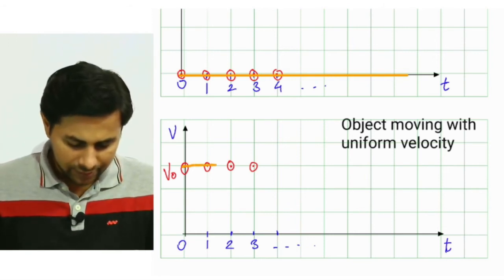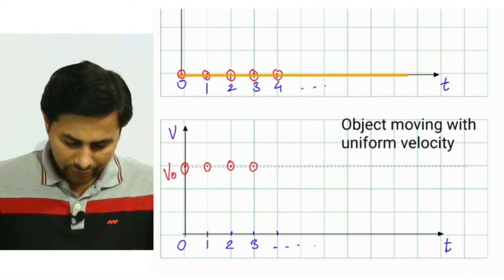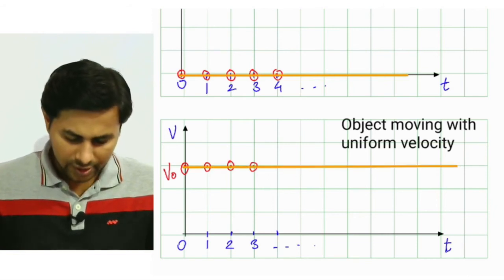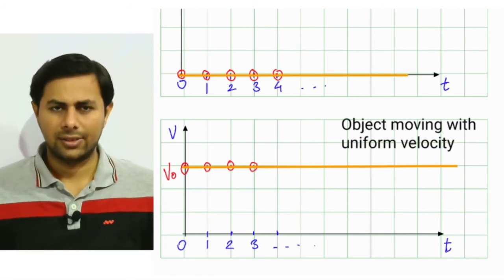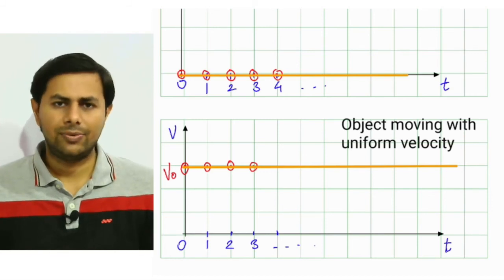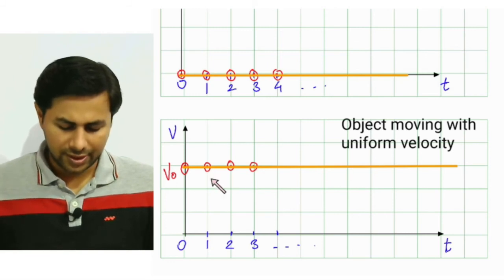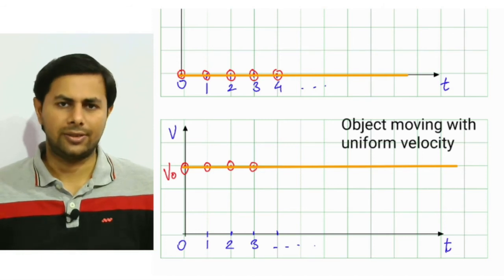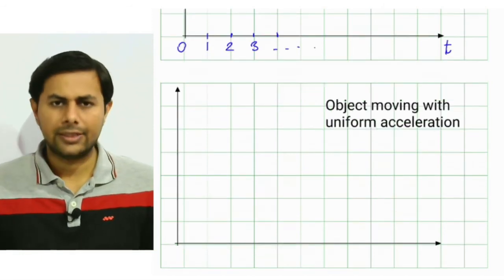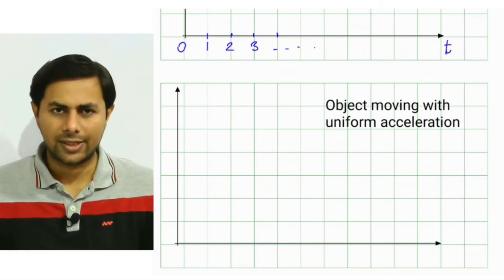And if we join all these points, then we get this kind of graph. So it is parallel to time axis. So this is velocity versus time graph for an object moving with uniform velocity, and as we can see, it is parallel to time axis because velocity remains constant. Okay, next let us see the velocity versus time graph for an object moving with uniform acceleration.